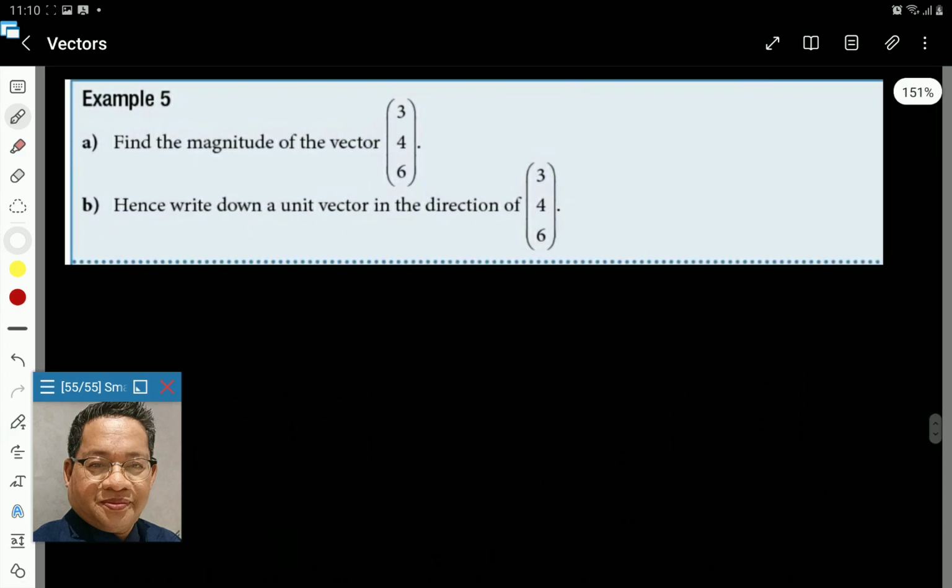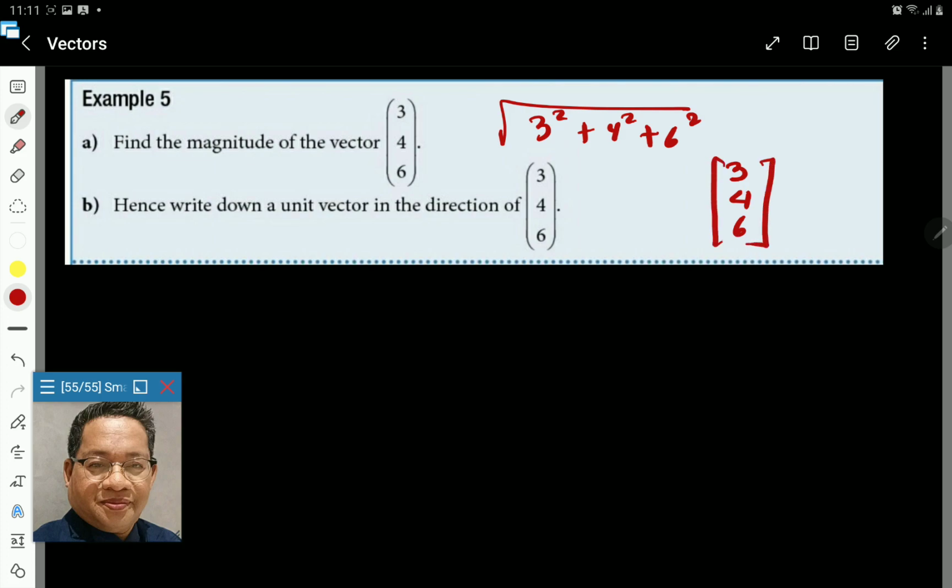Let's try to look at this one. Find the magnitude of this vector. Again, it's very easy. That is 3 squared plus 4 squared plus 6 squared, and then simply simplify. Hence, write down the unit vector in the direction of it, so basically whatever your answer, that's going to be 3, 4, 6, okay? And then 1 over whatever this is: 9 plus 16 plus 36. Which is what? 36 plus 16, 52, plus 9, 61.